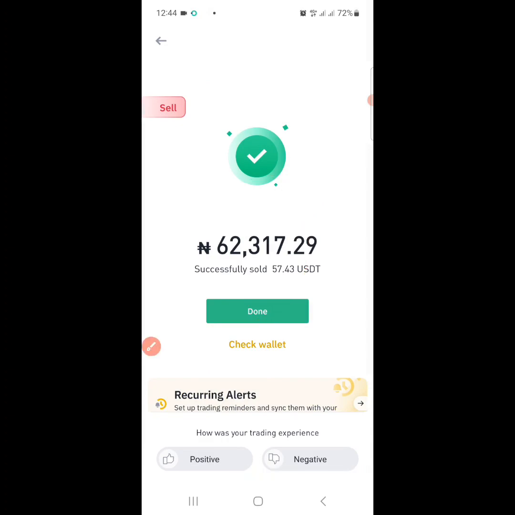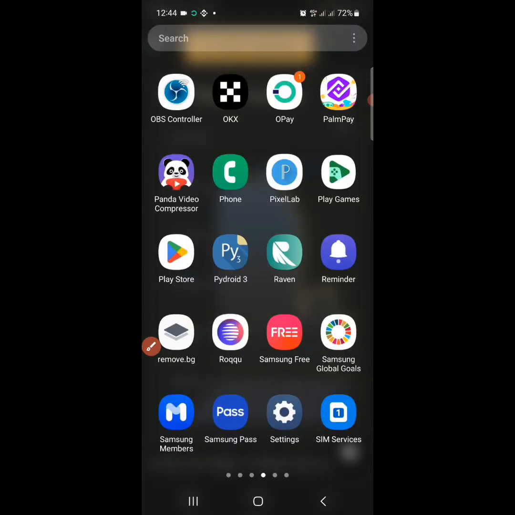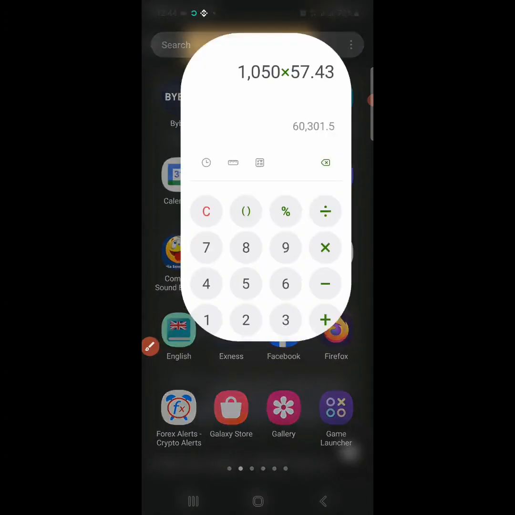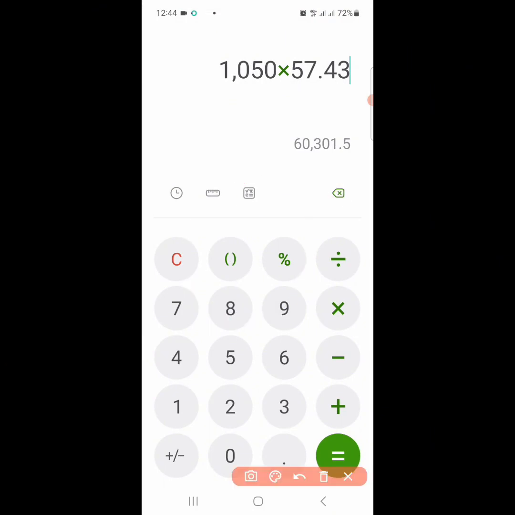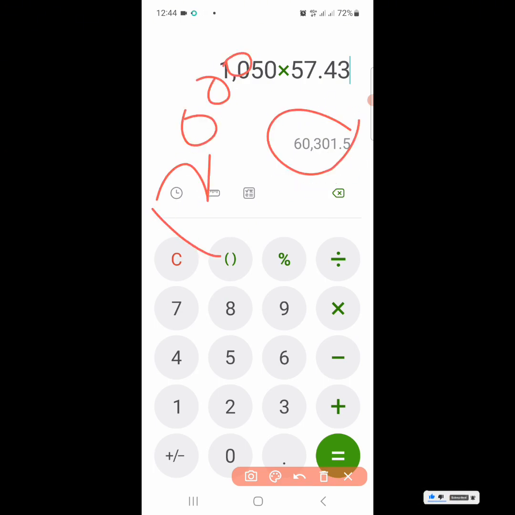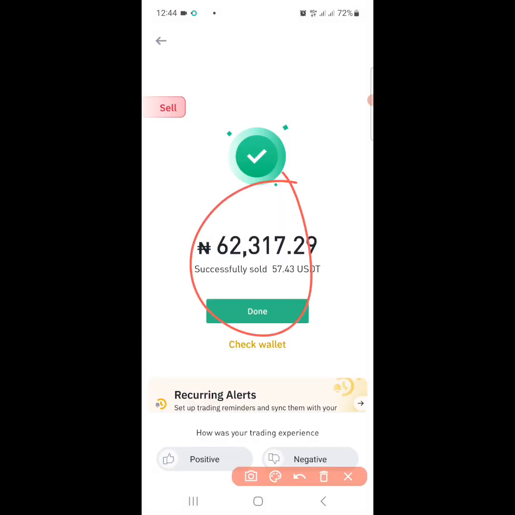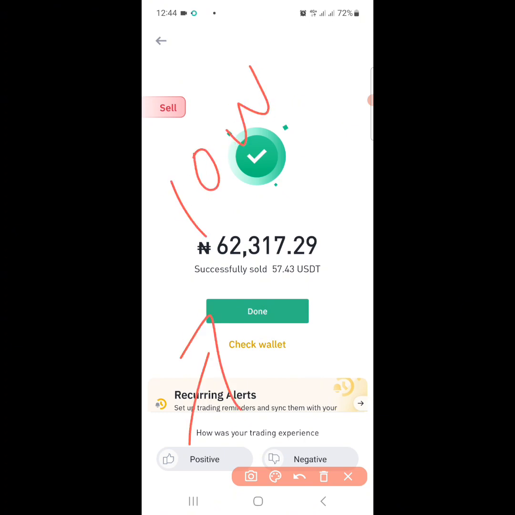I made my profit already. Okay, let me go back to my calculator. I want to show something. The initial amount I was supposed to receive on Binance was this. Because I performed the transaction using the peer-to-peer method, I ended up receiving a profit of 2,000 naira upon this transaction. So you can do this as many times as possible. But you have to take note while performing this transaction. You have to note that the price on Binance is low and the price on the peer-to-peer section is high.